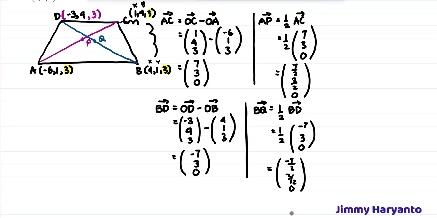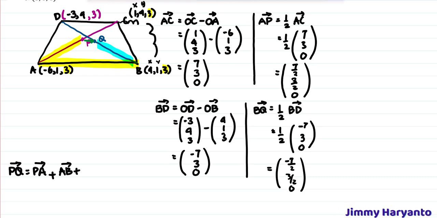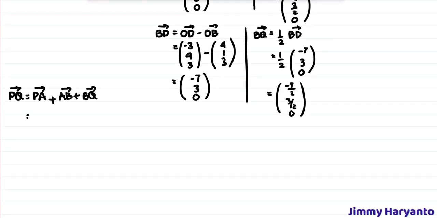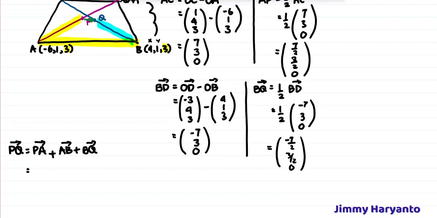Next, the question wants you to find PQ. Okay, let's try to find PQ. To find PQ, you have to add PA first. So PQ equals PA plus AB plus BQ. Okay, let's try to find it. PA. Which one is PA?